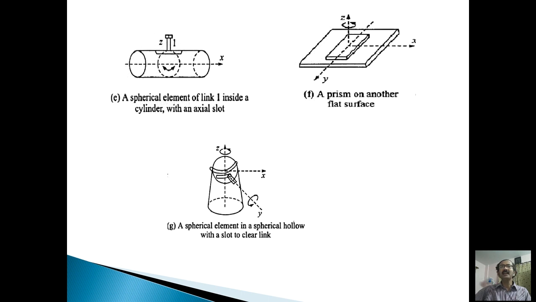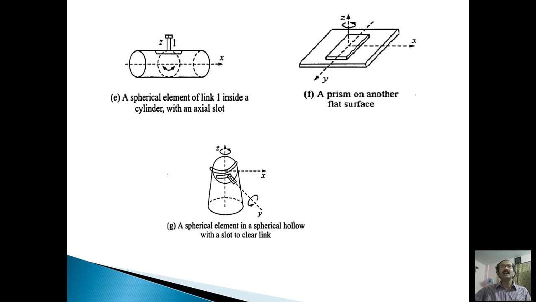In diagram E, that is the sphere in a slotted cylinder. In this case, the number of restraints in the translatory motion is 2, and the number of restraints in the rotary motion is 1. So the total number of restraints is 3.